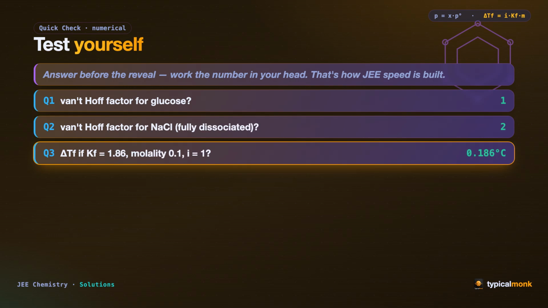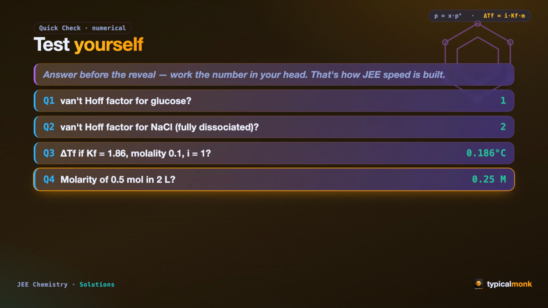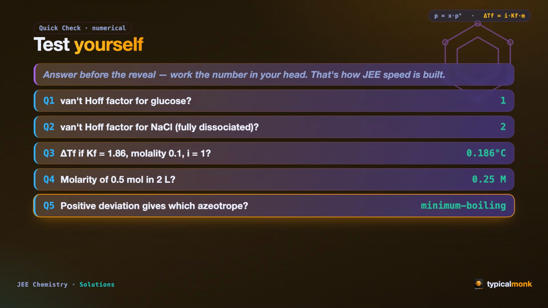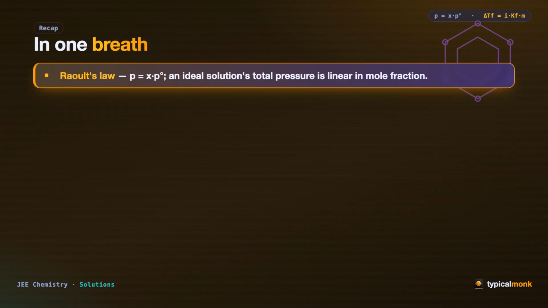2. Question 3. ΔT_f, if K_f is 1.86, the molality is 0.1 and i is 1. 1.86 times 0.1, 0.186 degrees. Question 4. The molarity of 0.5 mole in 2 liters. 0.25 molar. And question 5. A positive deviation gives which azeotrope? The minimum boiling one.